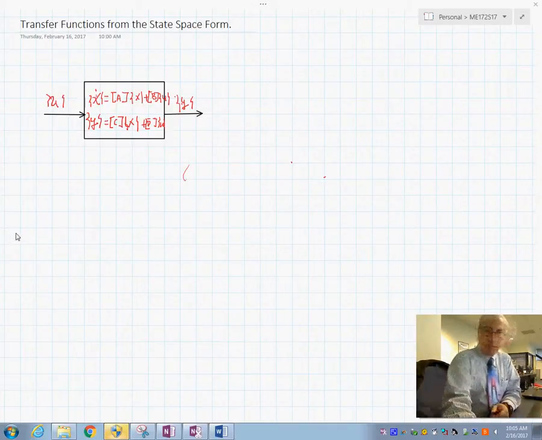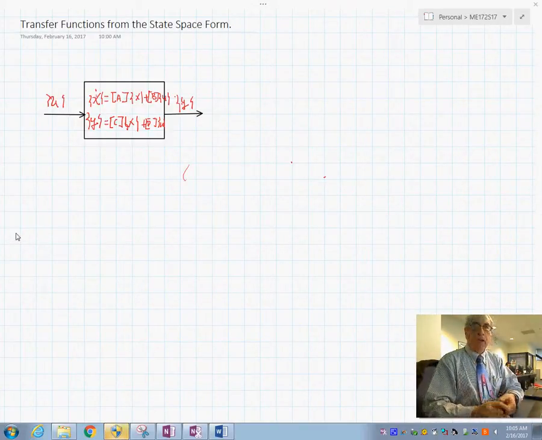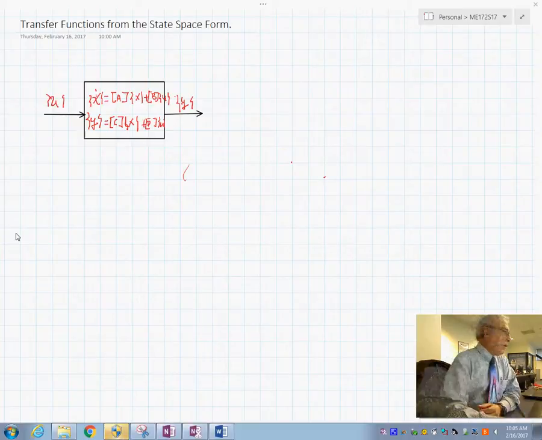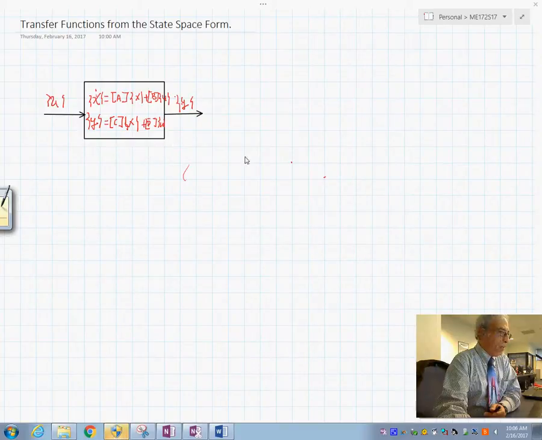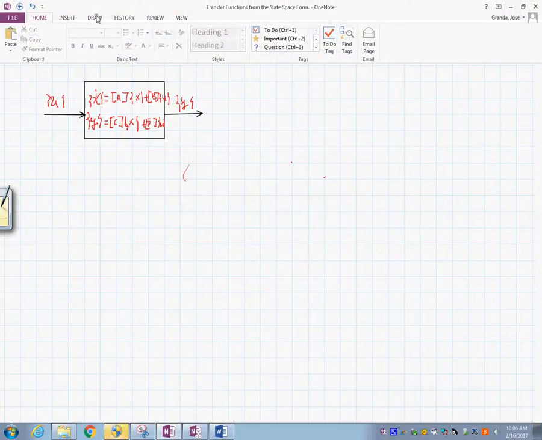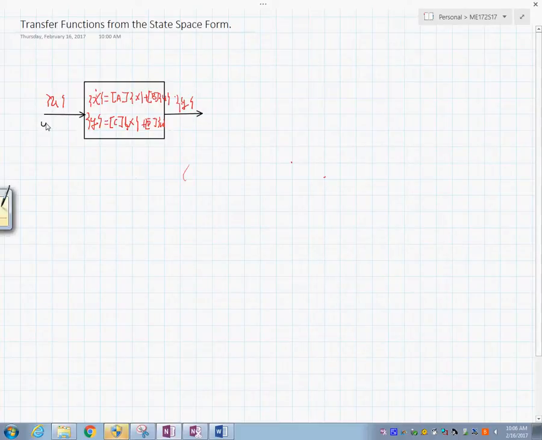On the screen, you see a system that has been defined by the state space form. And we have on the left-hand side the inputs, and the right-hand side the output. So the objective here is how can we obtain the transfer functions from the state space form that we have in here. So this in here is my input on the left-hand side. I'm going to write down, this is my input, or inputs, and these are the outputs.